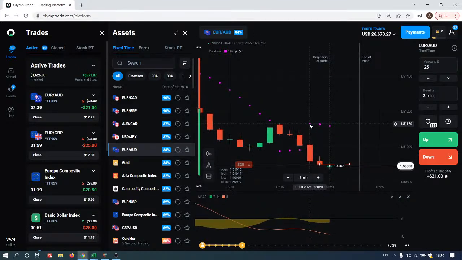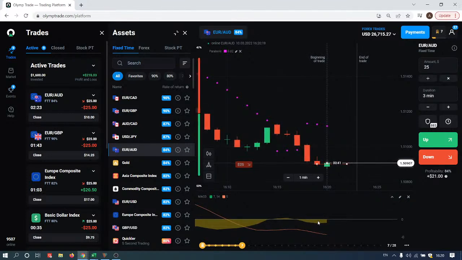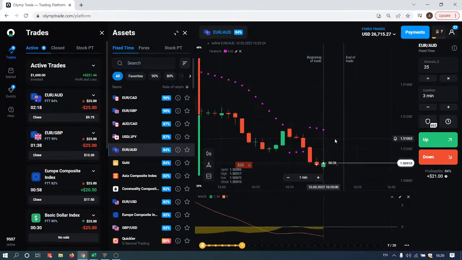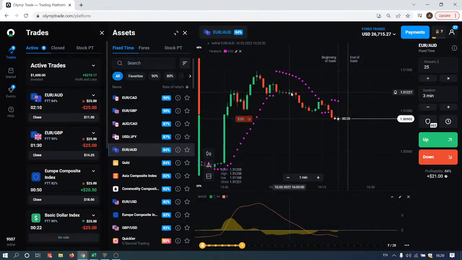appears when the parabolic SAR dots are above the chart. As long as they are above the chart, and the MACD line or the MACD area is located under the middle line, like in this example, you can open trades in the downwards direction pretty much at any point of this situation. You could do it on this candlestick, the next candlestick, and pretty much any time, as long as these conditions are there, as long as these signals are there.